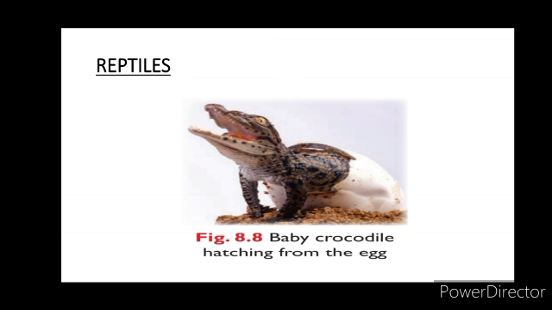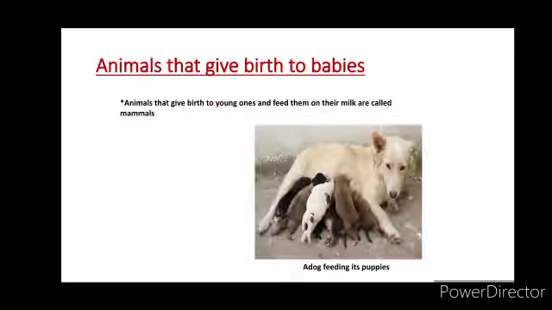All of you see here in this picture. Lizards, snakes, and turtles do not look after their young ones. Crocodiles look after their young ones for a short period. So this is the reproduction in reptiles. So this is all about animals that reproduce by laying eggs. Students, next we are going to know animals that reproduce by giving birth to young ones, or animals that give birth to babies.